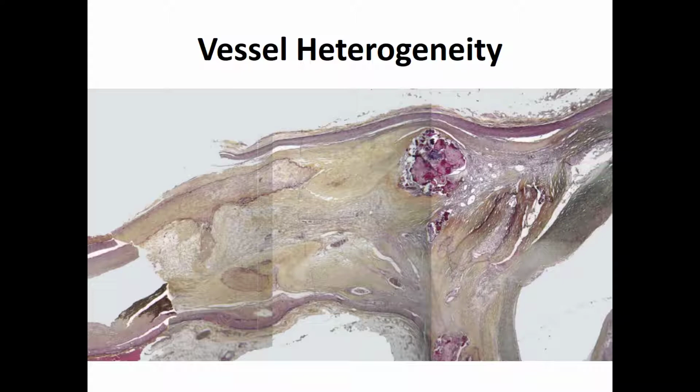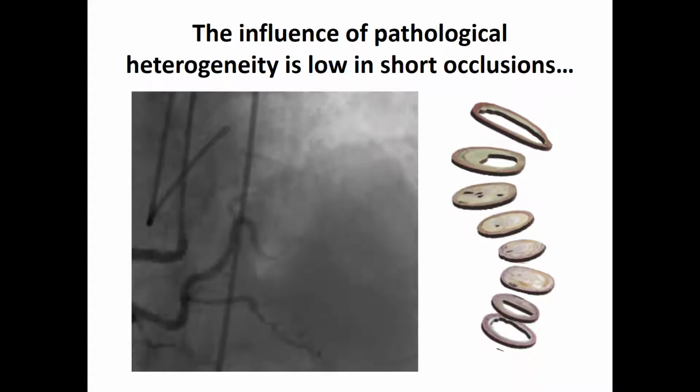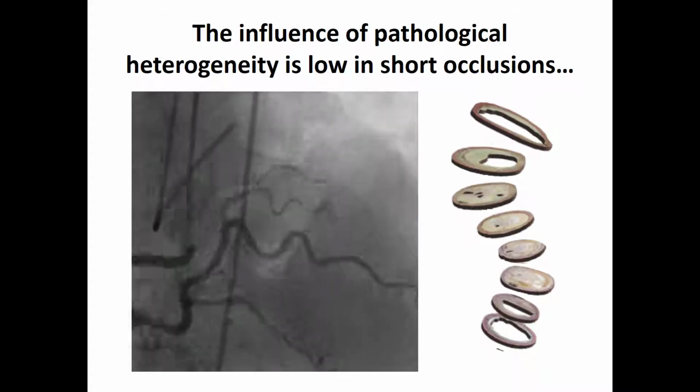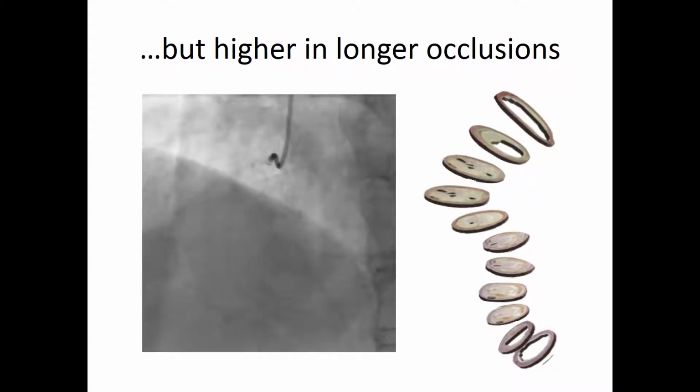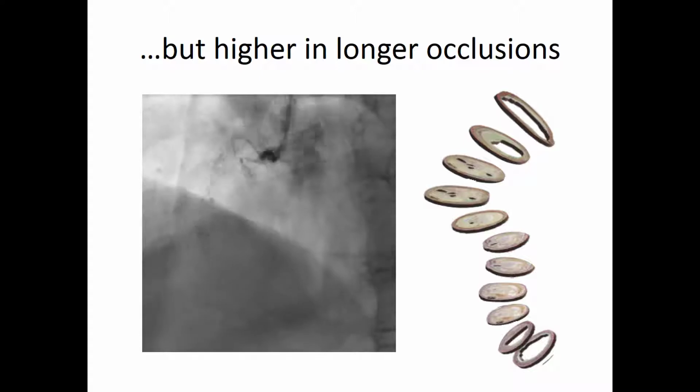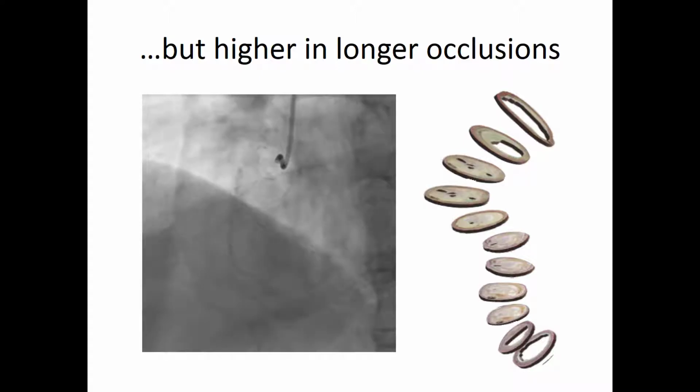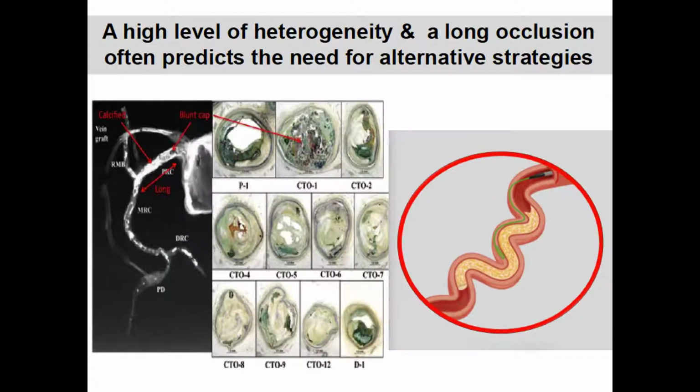To start with, I think each CTO, when we look at a lot of them, has its own heterogeneity. Of course, the pathological heterogeneity is very low in short occlusions, as in this case. But longer occlusions are more pathologically complex to get through with an antegrade approach. This is why a high level of heterogeneity with a long occlusion often predicts the need for alternative strategies, and Alfredo mentioned the retrograde approach as an alternative strategy.